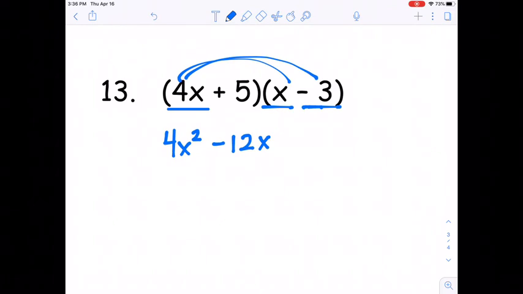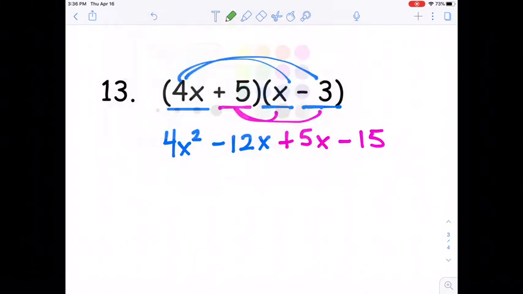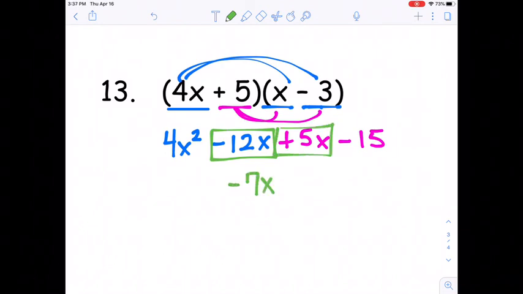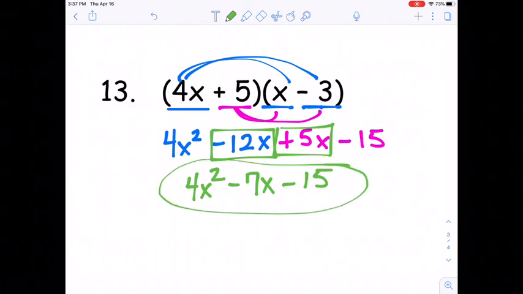Now we're going to work with the 5. It's a positive 5 times the x is a plus 5x. And a positive 5 times a negative 3 is a negative 15. Look at what you can combine. Negative 12x plus 5x would be negative 7x. Bring everything else down. 4x squared comes down and the minus 15 comes down to give me 4x squared minus 7x minus 15.